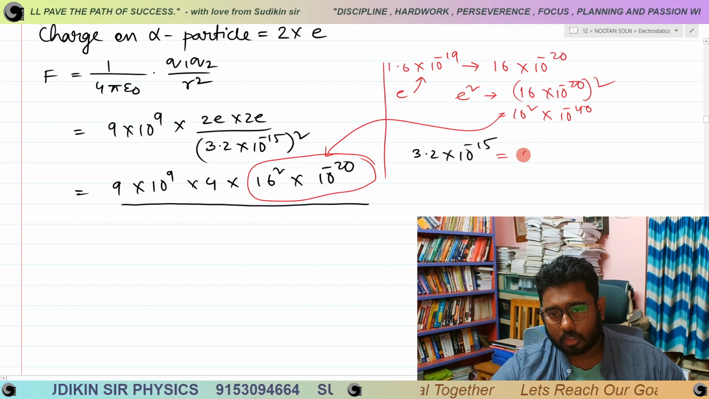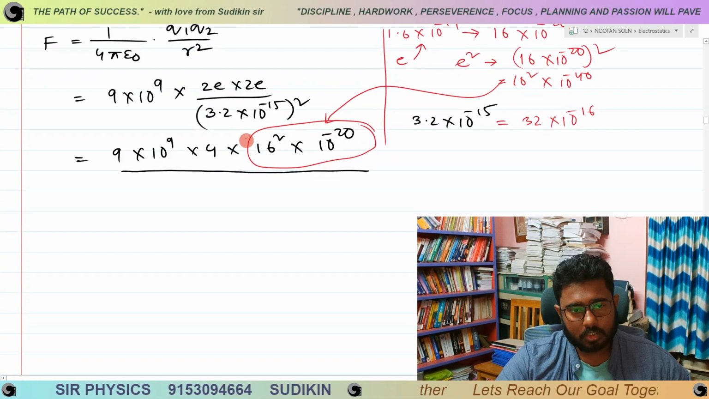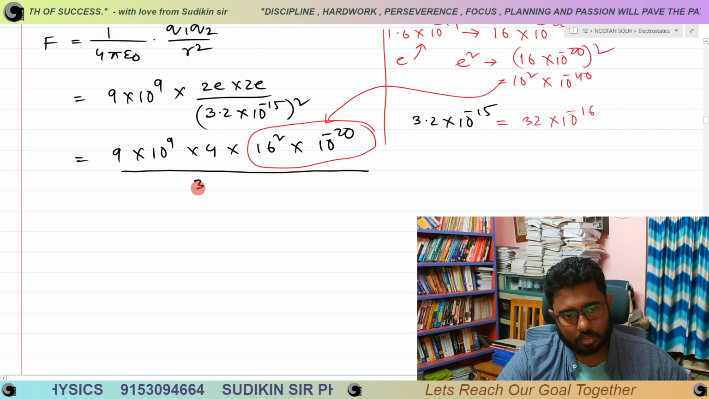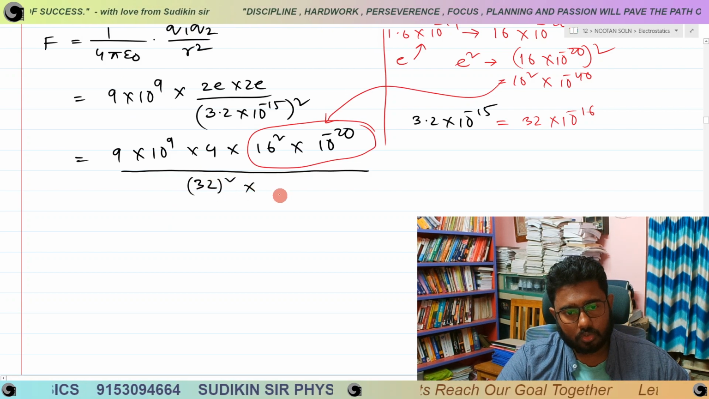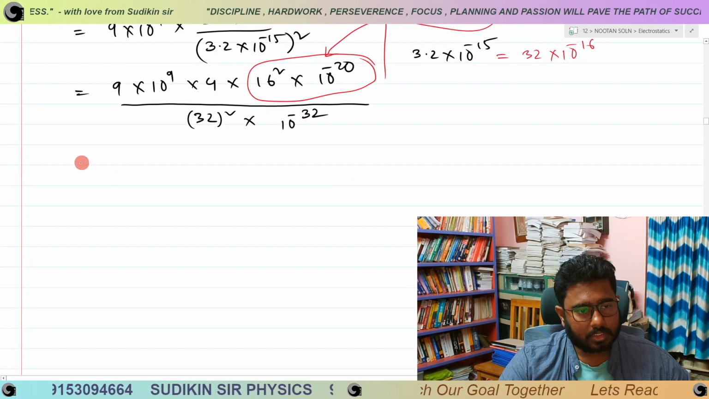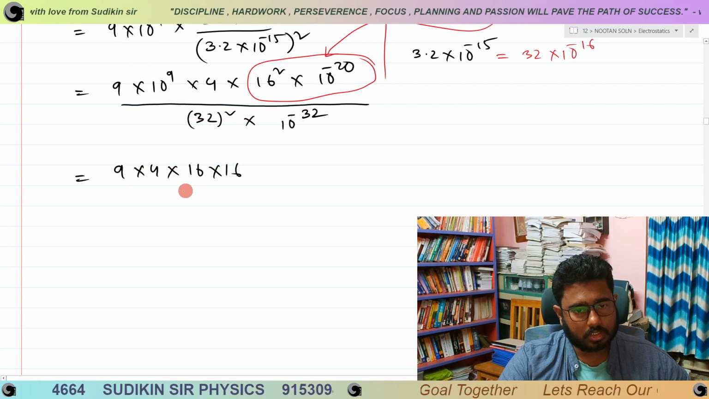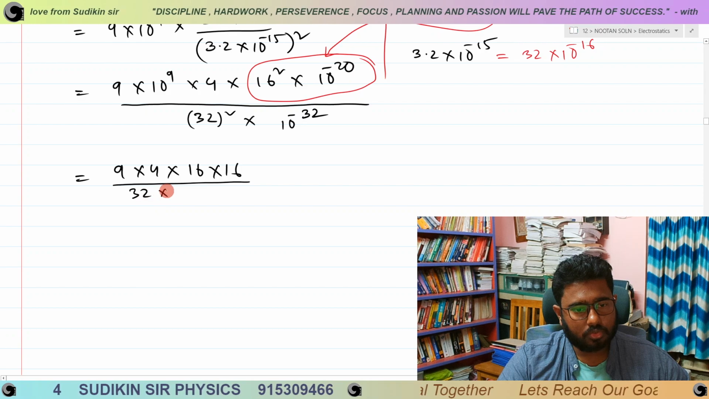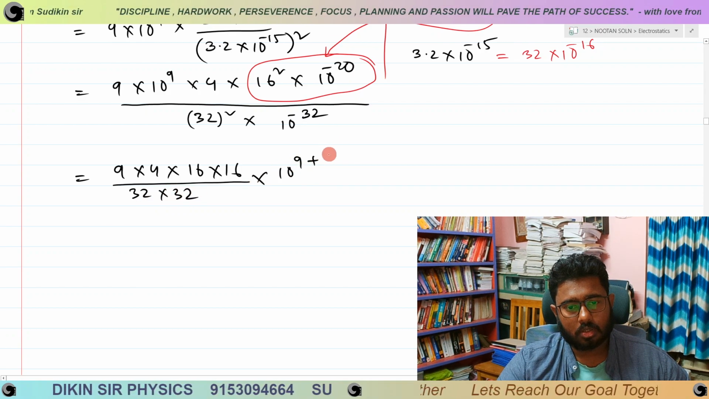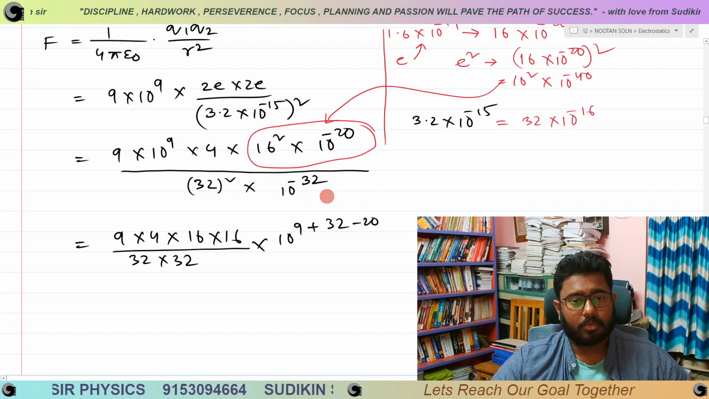That will be 32 into 10 to the power minus 16. It will be easier if I write it in this way. So this will be 32 square into 10 to the power minus 16 to the 32. Now that will be a simple numerical. So 9 into 4 into 16 into 16 divided by 32 into 32 into the power will be plus of 32 minus of 20. Okay, so this is what it is coming right now.